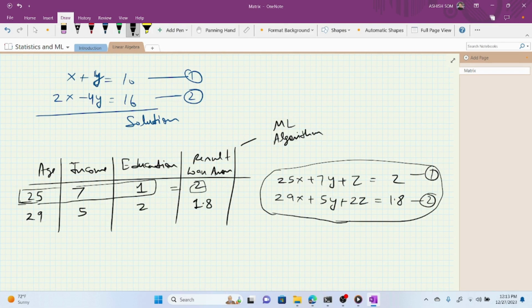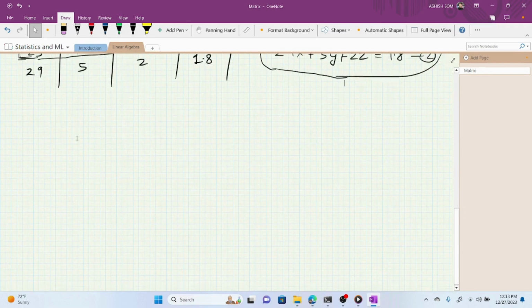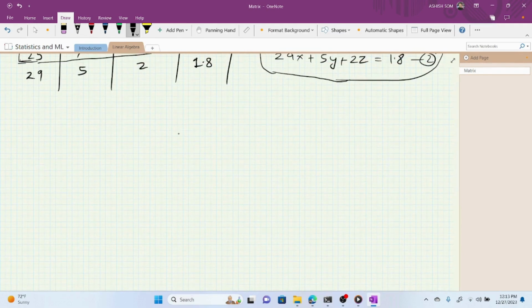Fine. Now, to solve linear equations, there are multiple methods. One is the normal mathematics method that we used in our school days. So if I have, let's say, x plus y equal to 10, and 2x minus 3y equal to, let's say, 15, whatever.